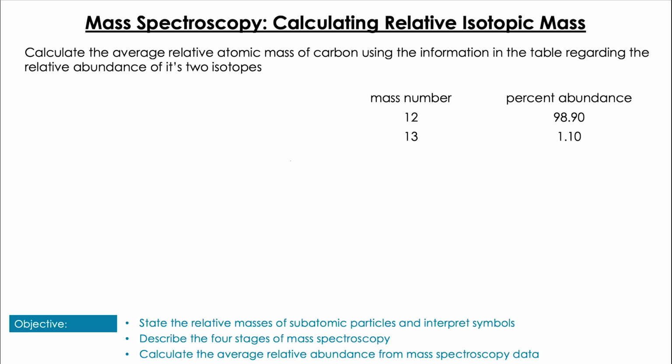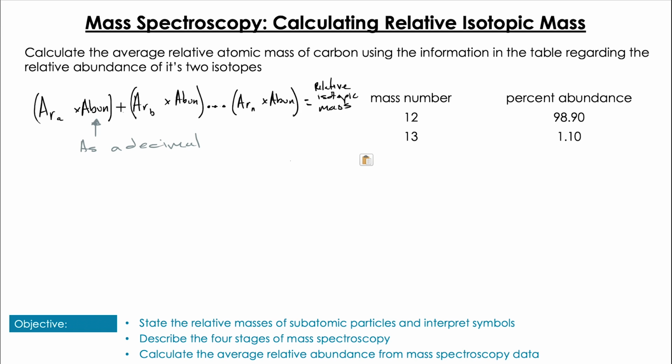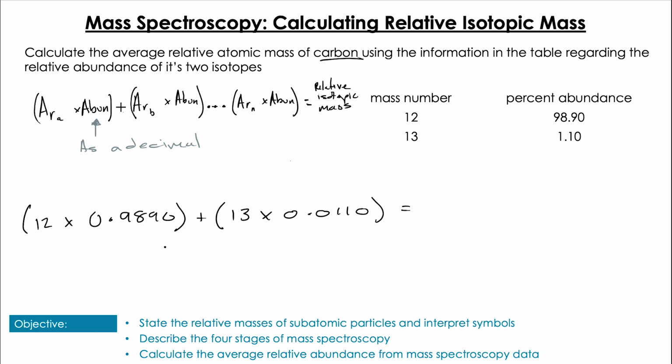So here we've got another question, exactly the same really, except we're looking at carbon. We're going to use the same equation as we did before, and we're just going to plug in the values that this question gives us, which is 12 times, remember, converting our percentage abundance to a decimal, 0.9890 plus 13 multiplied by 0.0110 gives us 12.011. We could write that as the isotopic mass of carbon.